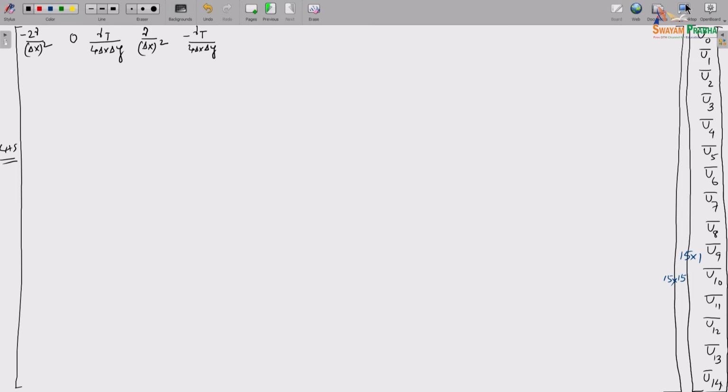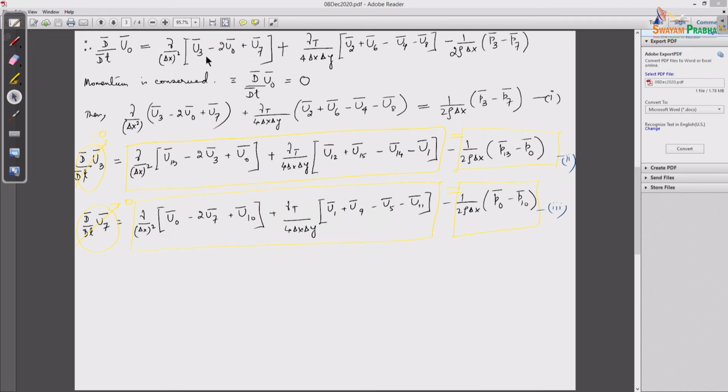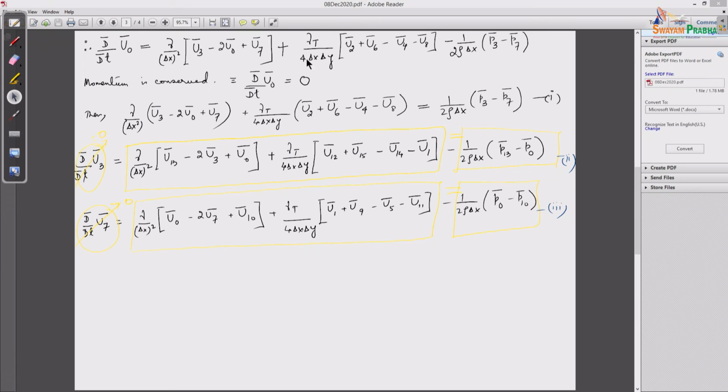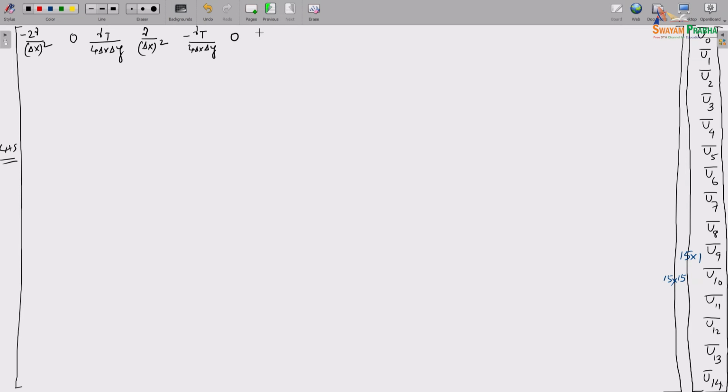Let us see what we have for U5. We actually do not have anything for U5, so U5 is 0. What about U6? We do have that. U6 is here, which is nu t by 4 del x del y. So this is nu t by 4 del x del y.